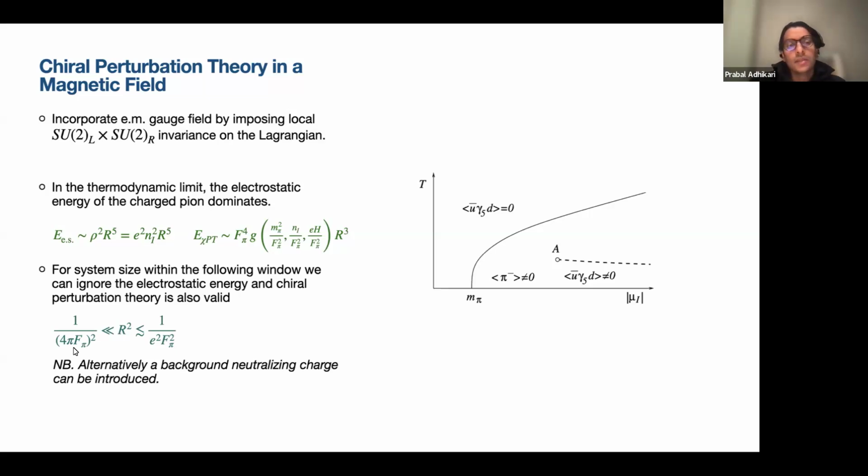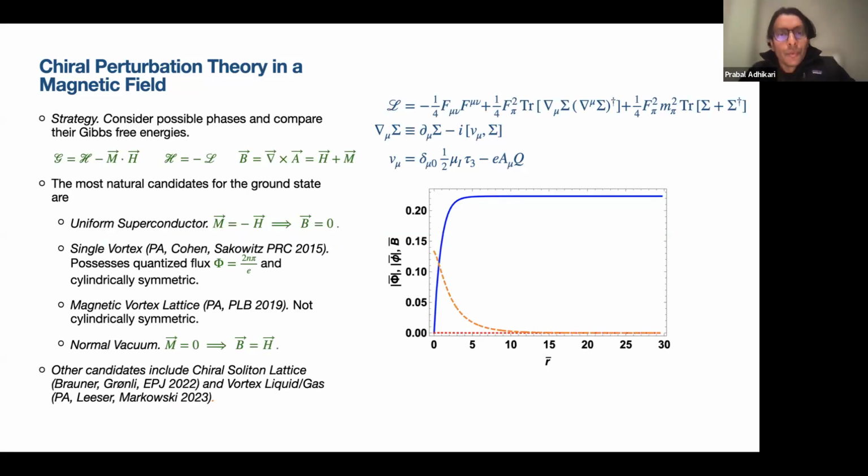The alternative to doing this is to simply add a background charge to cancel the electrostatics, at which point chiral perturbation theory automatically dominates, and we can proceed to think about the problem. So the Lagrangian now is updated, and it's updated to include the external field.